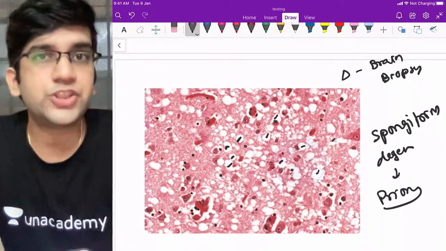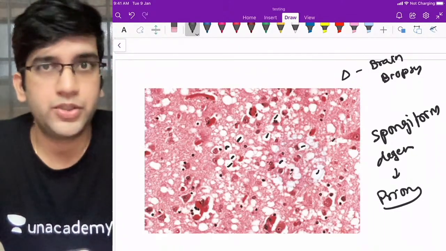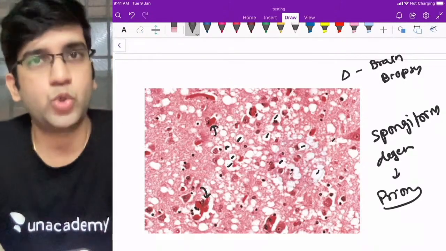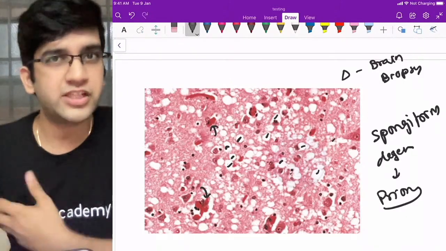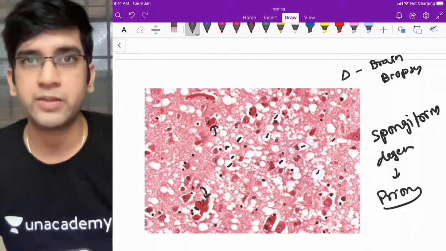Right, so this is a spotter. You should be able to pick this up. This is not a Negri body. Fine. I think you must have got confused. The prion is also a protein defect, right? Prion is nothing but a protein. Am I right in saying that prion disease is nothing but an abnormal protein product?